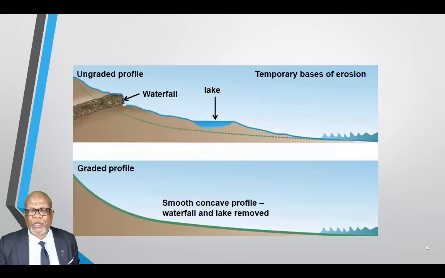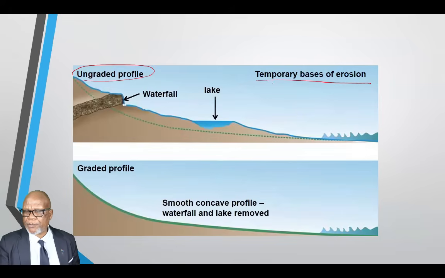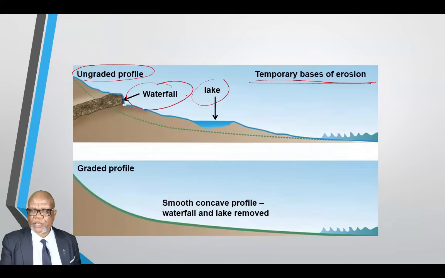So now we're looking at the river from the side like that. We have what you call graded and ungraded profile. Why is this river ungraded? Because there are obstacles or nick points. Why is this river graded? Because it has a smooth concave profile. These are the nick points or the obstacles, the temporary base level of erosion. We call them temporary base level of erosion because they can change over time.